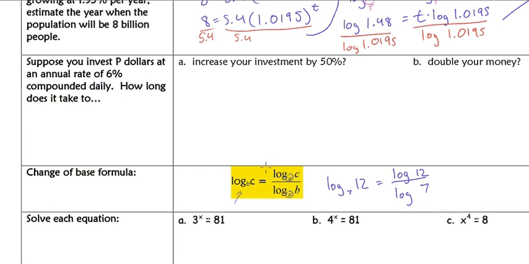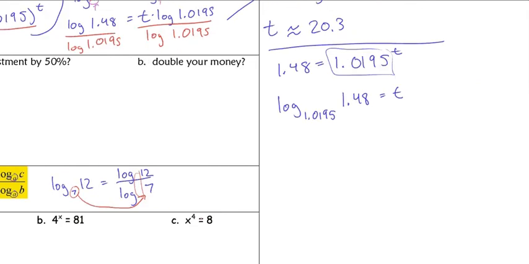Now the of c, the result we get, is the numerator. So of 12 goes on top. Okay. The base of our original one, the one that's being changed, becomes a result on the bottom. So log base 10 of 12 divided by log base 10 of 7. Now we have the same base here, and now we can deal with them a little bit easier. So let's go back to that problem we were working on and see how that might apply.